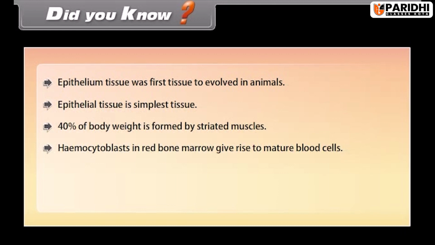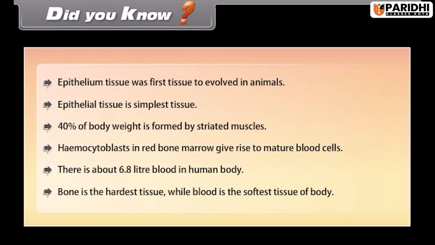Hemocytoblasts in red bone marrow give rise to mature blood cells. There is about 6.8 liter blood in human body. Bone is the hardest tissue, while blood is the softest tissue of body.